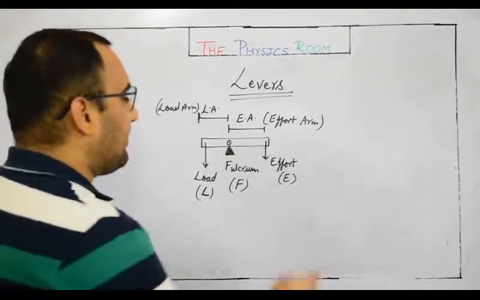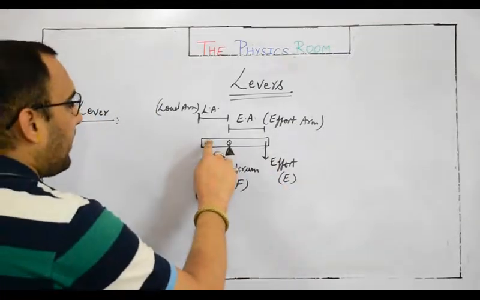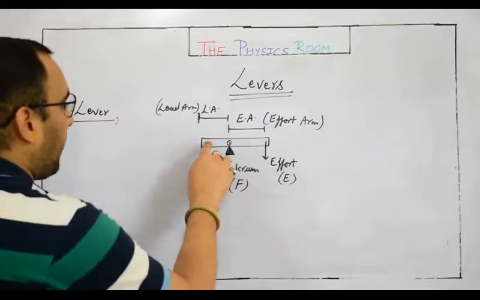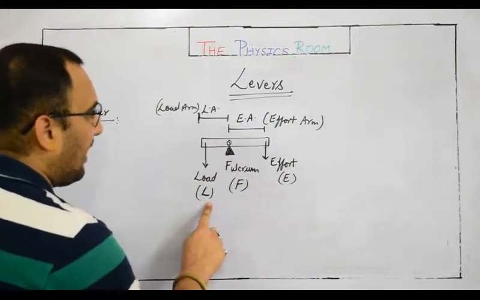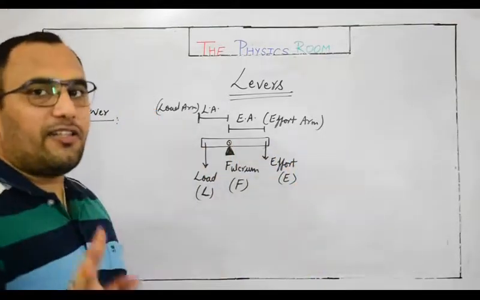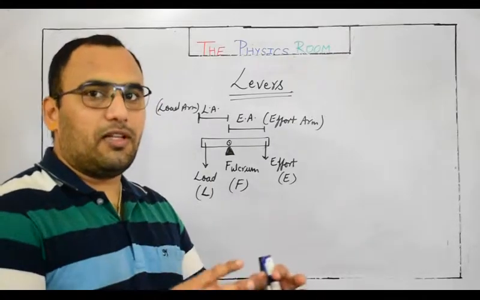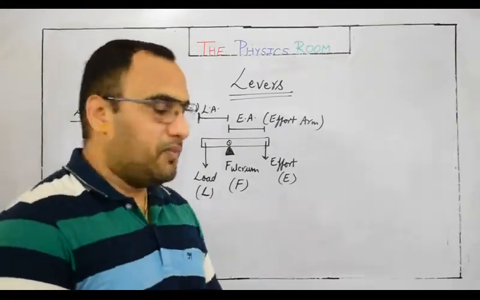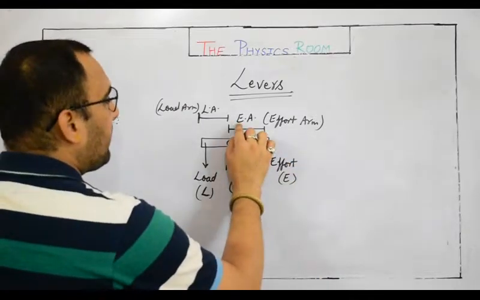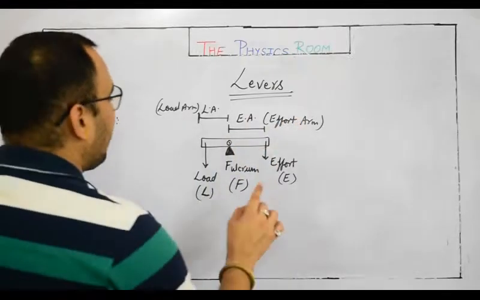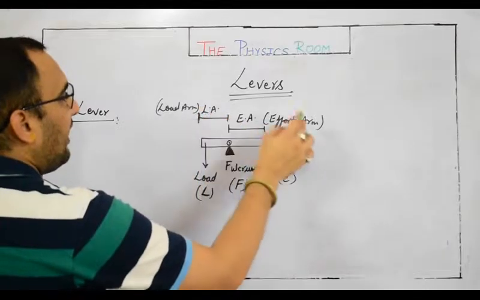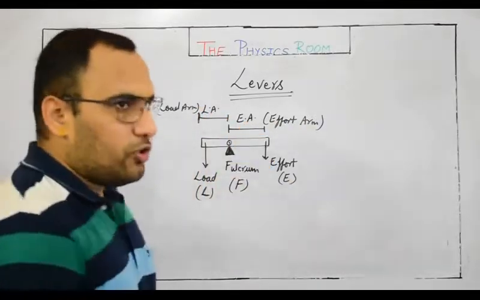The value of effort is represented by capital E, and the point at which we are putting the load, the load value is represented by capital L. Keep in mind that in the case of a lever, all distances are measured from the fulcrum. The distance from the effort point to the fulcrum is called the effort arm, and the distance from the load point to the fulcrum is called the load arm, represented by LA, and the effort arm is represented by EA. So this is the lever.